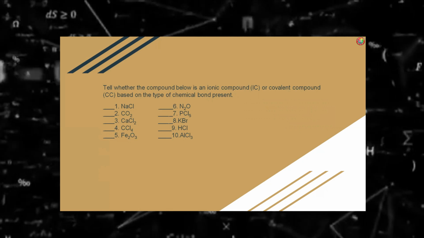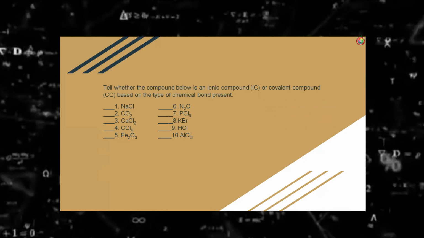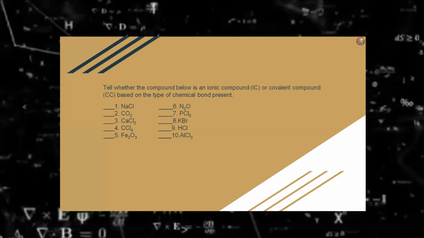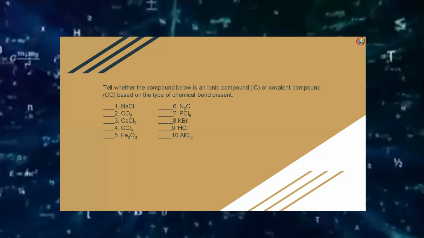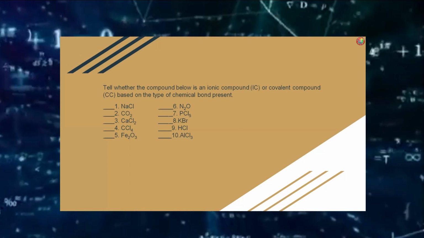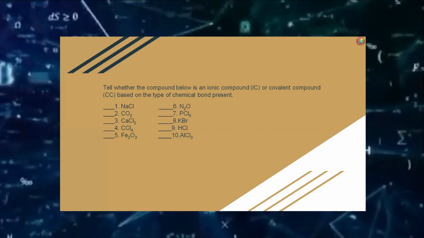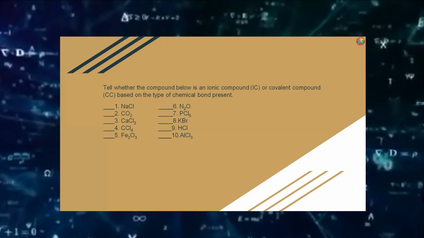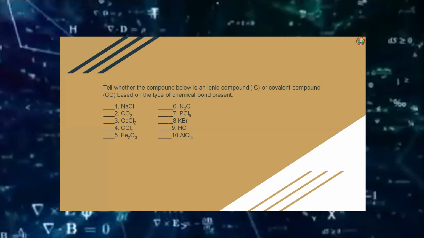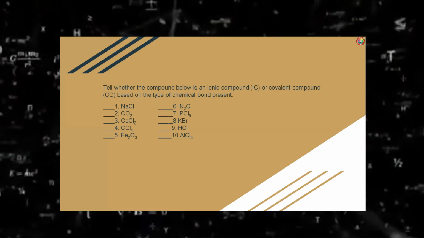Number six is dinitrogen monoxide, or nitrous oxide. Number seven is phosphorus pentachloride. Number eight is potassium bromide. Number nine is hydrogen chloride. And of course, number 10 is aluminum chloride.